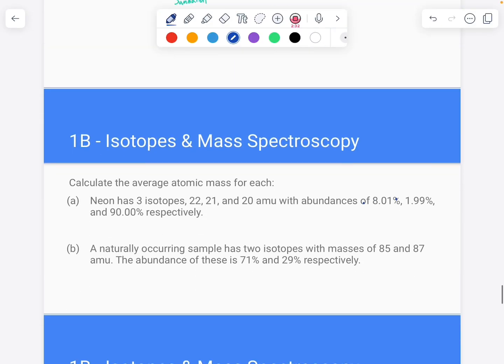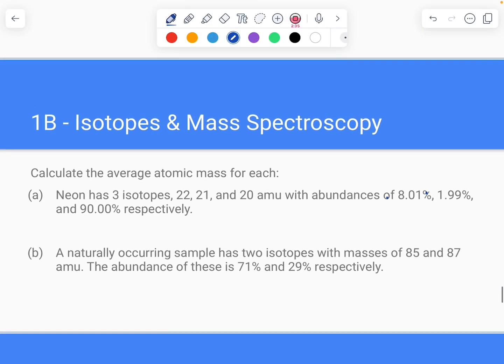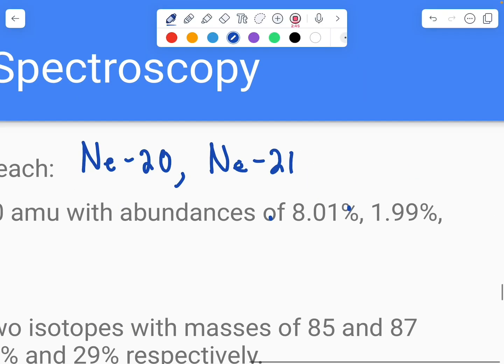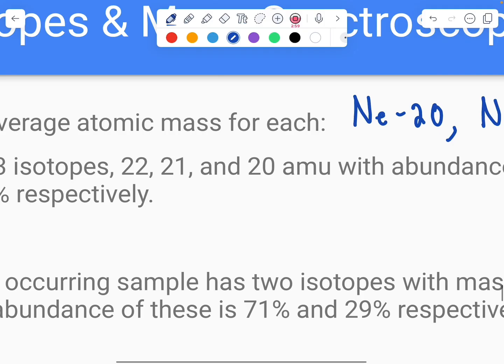Okay, so let's do a problem and see how this works out. Neon has 3 isotopes, 22, 21, and 20 AMU, so we're going to write this: neon 20, neon 21, and neon 22. They have percent abundances of 8.01%, 1.99%, and 90% respectively. So let's do some quick calculations.